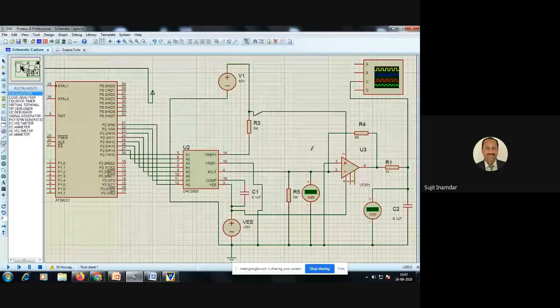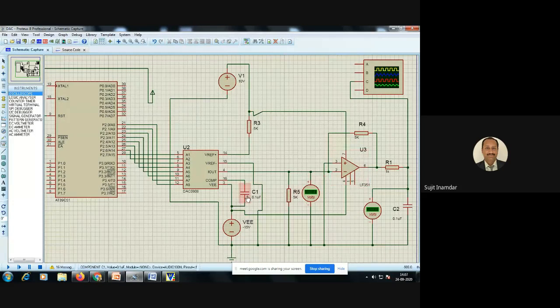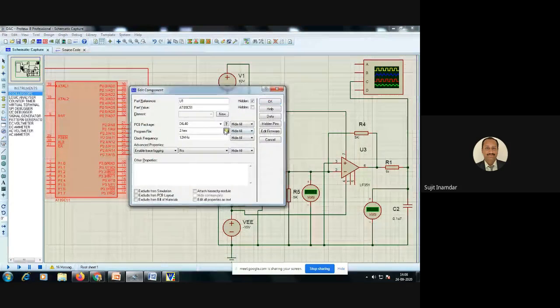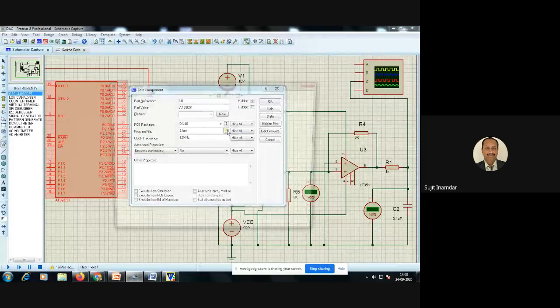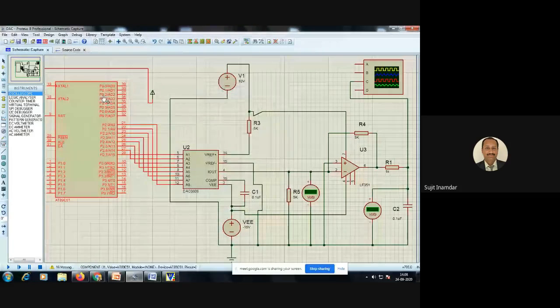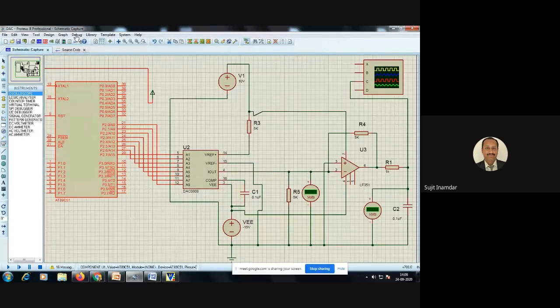And this is what all the components I have set, the 5K and this capacitor, for getting the exactly triangular shape waveform. So let us save this diagram, then add the hex file. Provide the path for that, say okay and start the debugging.